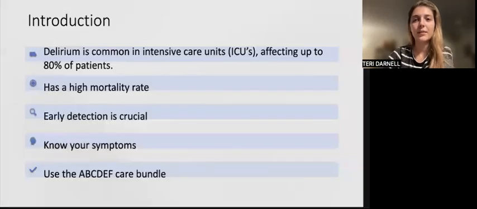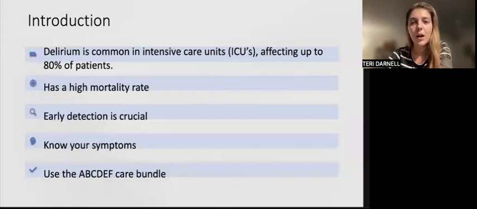ICU delirium is defined by an acute change in mental status, inattention, and cognitive disturbances. It has a higher mortality rate 2 years after discharge, and an even higher mortality rate if they have 5 or more days of delirium. Early detection is crucial, and the most common tool is the CAM ICU.